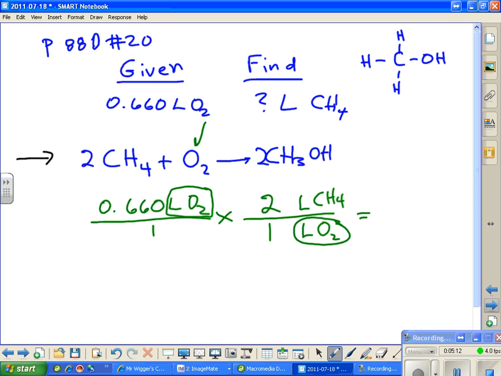It's a simple problem to solve. 2 times 0.660 gives 1.320, and we round that because we actually only have 3 sig figs, and this is liters of methane. And that's how we solve that problem.